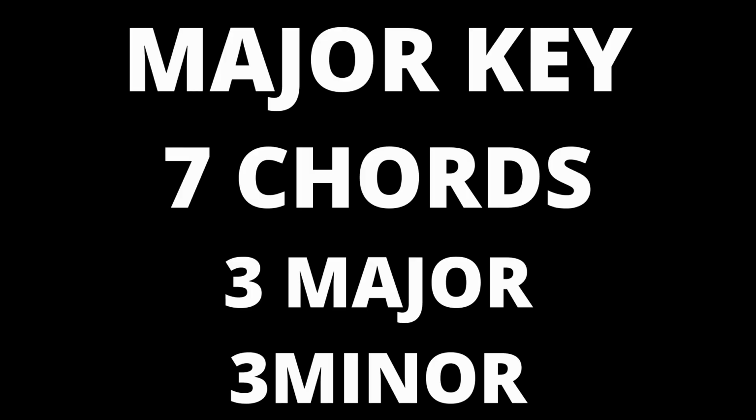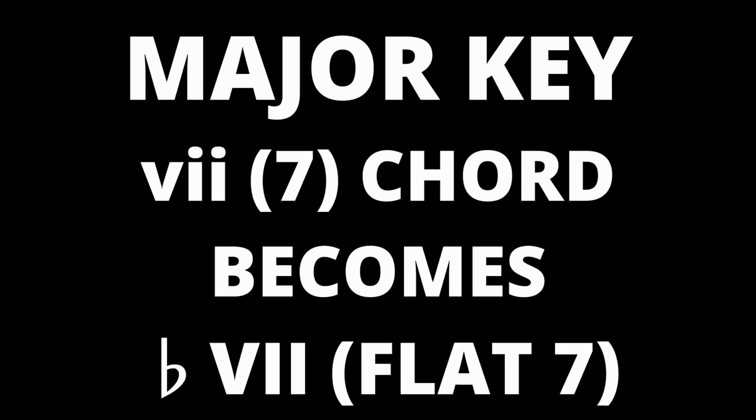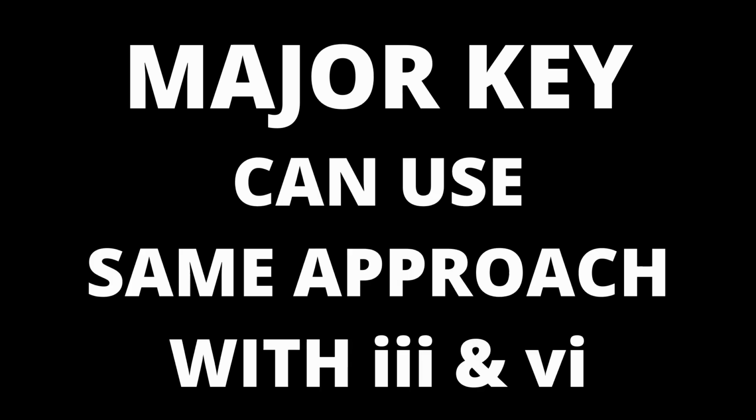In this video, we will explore the flat 3 and flat 6 chords and how to use them in chord progressions. In a major key, there are 7 chords. In another of our videos, linked in the description, we showed you how to deal with the difficult 7 chord by creating a flat 7 chord. We can also take this same approach with 2 of the minor chords in a major key, 3 and 6. This gives us the flat 3 and flat 6 chords.